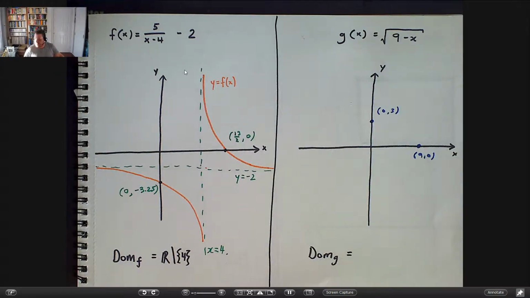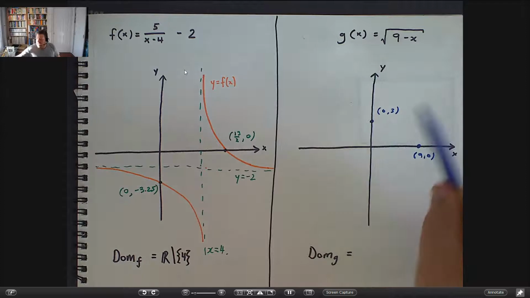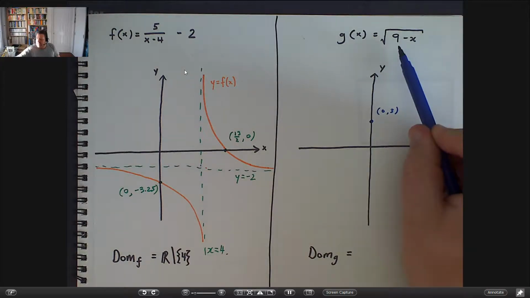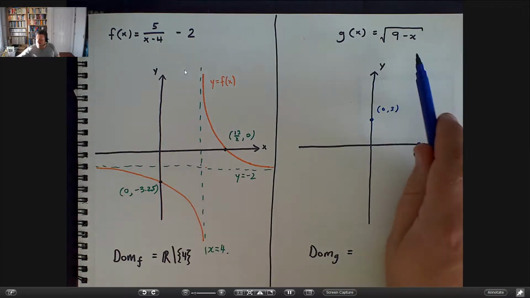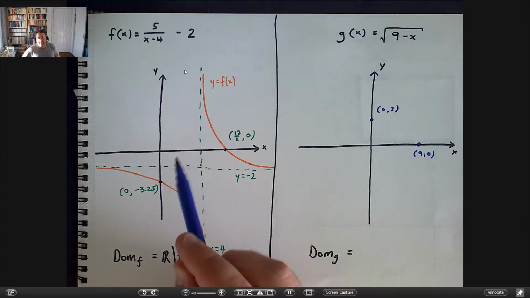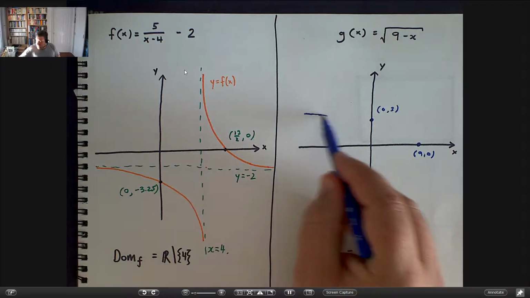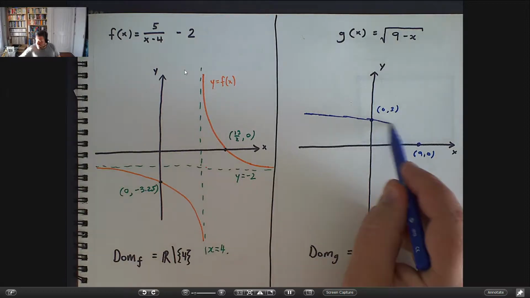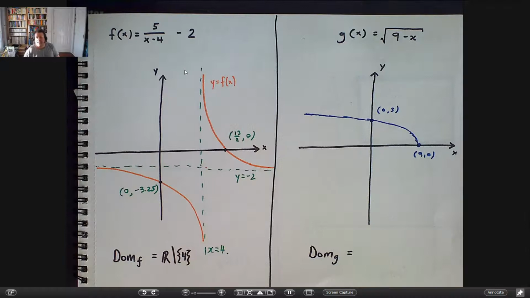Let me quickly just draw what that one looks like. If we plug in x equals 0, then we're going to have the square root of 9 minus 0, so the square root of 9 is 3, so we're going to have that point there. If we plug in x equals 9, then we're going to have the square root of 0, that's 0. So that's going to be the x-intercept there. And then it turns out the shape of this thing is a sideways parabola. So it's going to look a bit like this here.